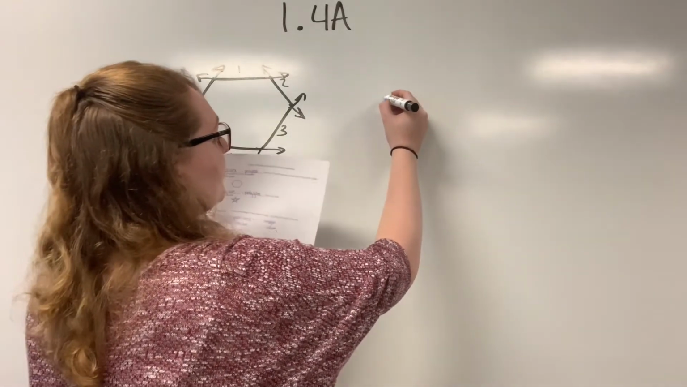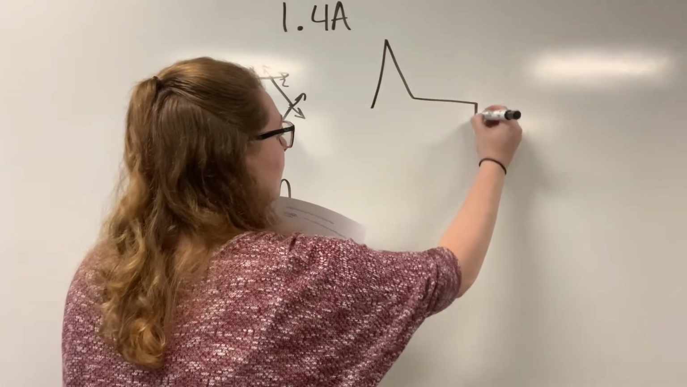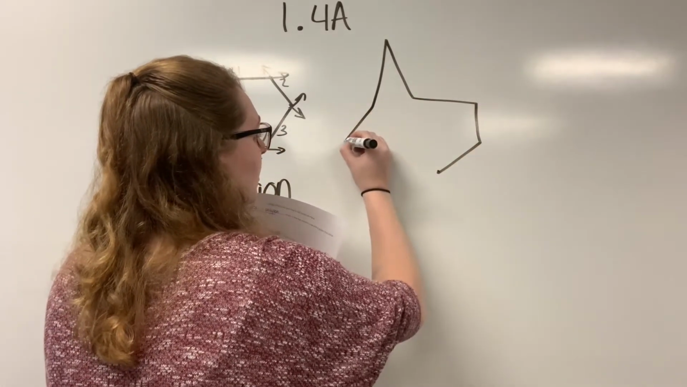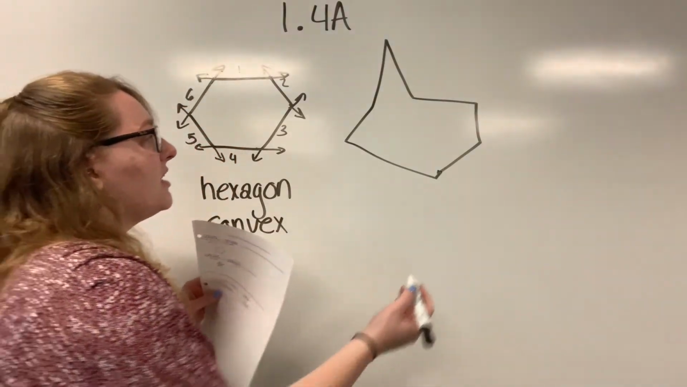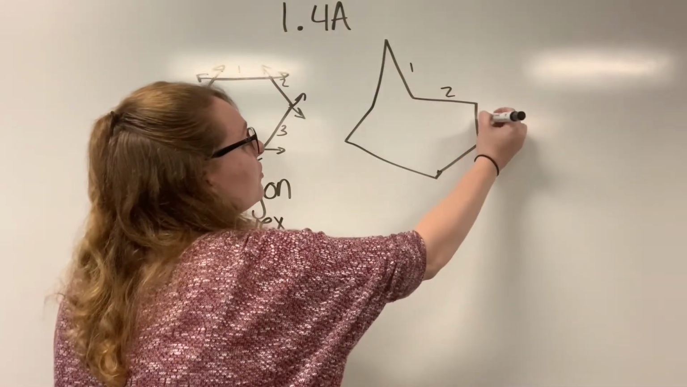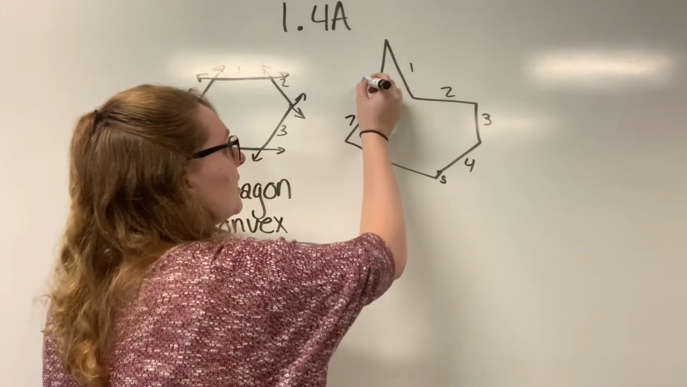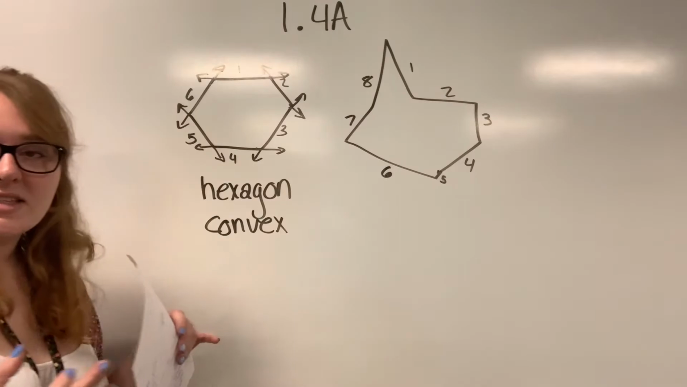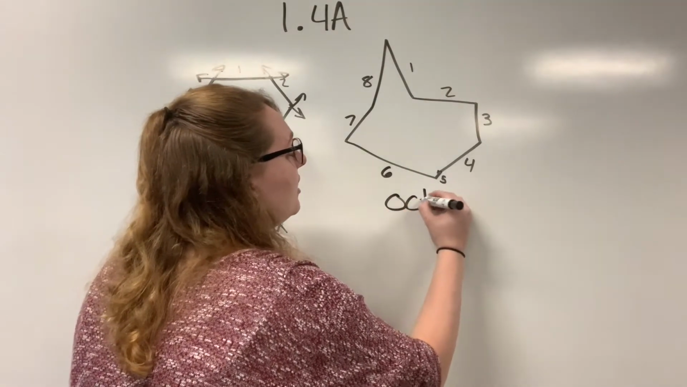If I have a shape that looks like this, okay, let's count the number of sides on this. We have 1, 2, 3, 4, 5, 6, 7, 8. So we have 8 sides. If we look back on our chart, that is an octagon.